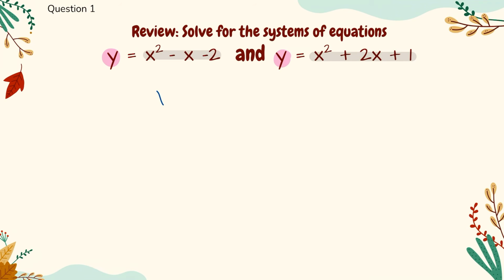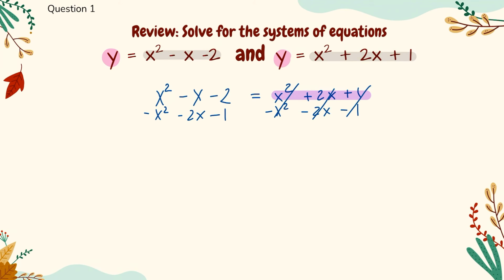So what I want to do is x squared minus x minus 2 equals x squared plus 2x plus 1. If you want to pause the video and try this problem on your own, you may do so, but I'm going to continue. I'm going to move everything to one side. I usually like to take this side and transfer everything over to the other side, by doing the opposite for each.